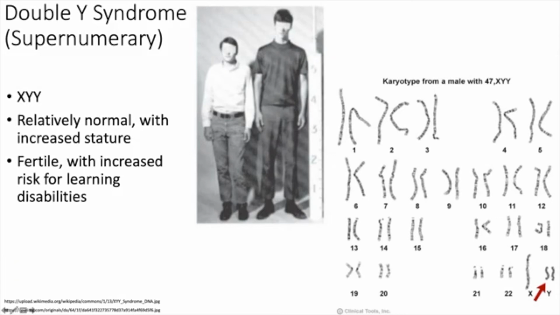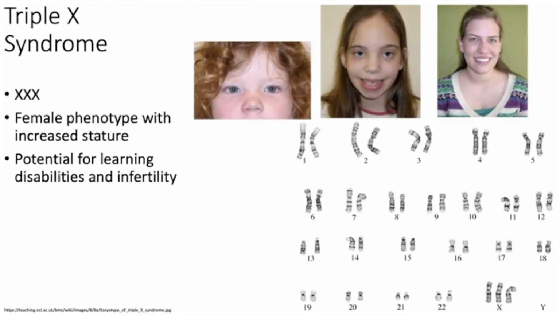You can have an increased risk for learning disabilities, but for the most part, they're relatively normal other than having an extra Y chromosome. So that's supernumerary Y. You could also have triple X syndrome. So clearly it's going to be female. There's no Y chromosome, so you can't generate a male phenotype. But you are female and you also have increased stature and the potential for learning disabilities and infertility. But for the most part, it's like supernumerary Y: a female with an extra chromosome, and overall they have relatively mild phenotypes. It depends on a variety of factors, probably environmental and early intervention.